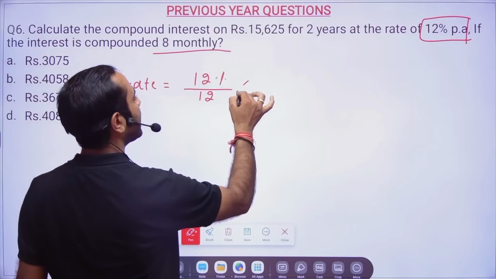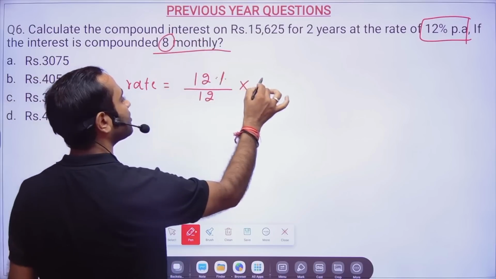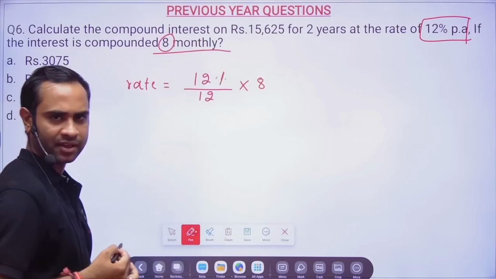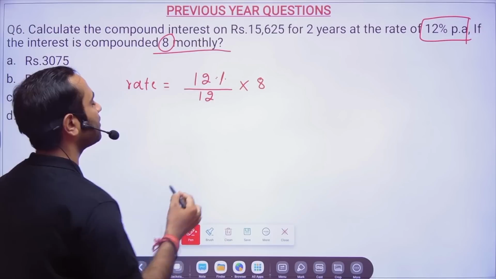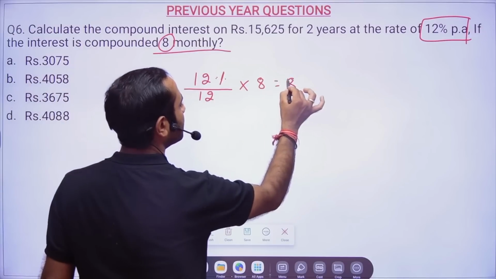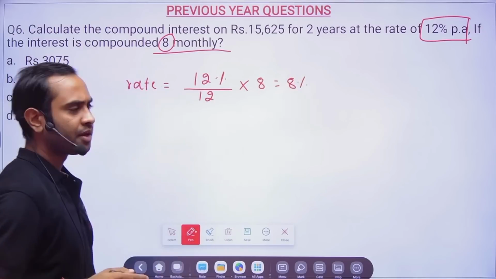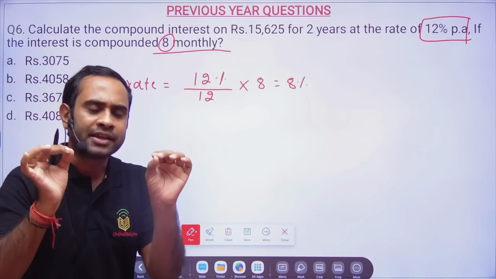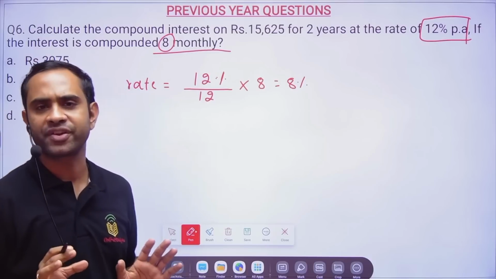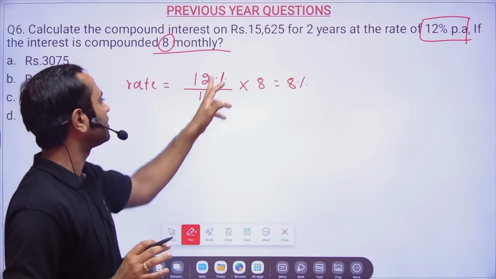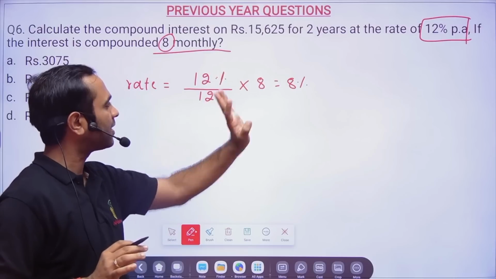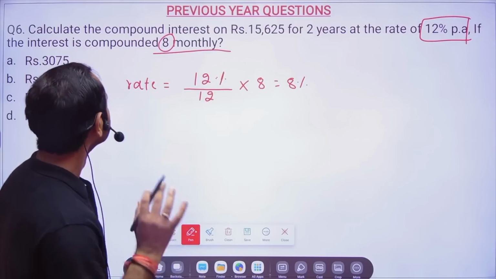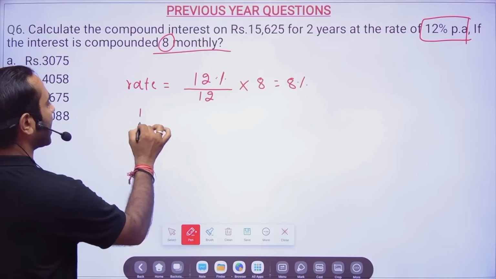So in 8 months, because we have to calculate the compound interest 8 monthly, we just multiply with 8. So it will be nothing but 8%. Clear? 12% per annum in 1 year means in 12 months the rate of interest is 12%. 1 month, 12% by 12. 8 months, into 8, 8%. Okay. Now what about time?